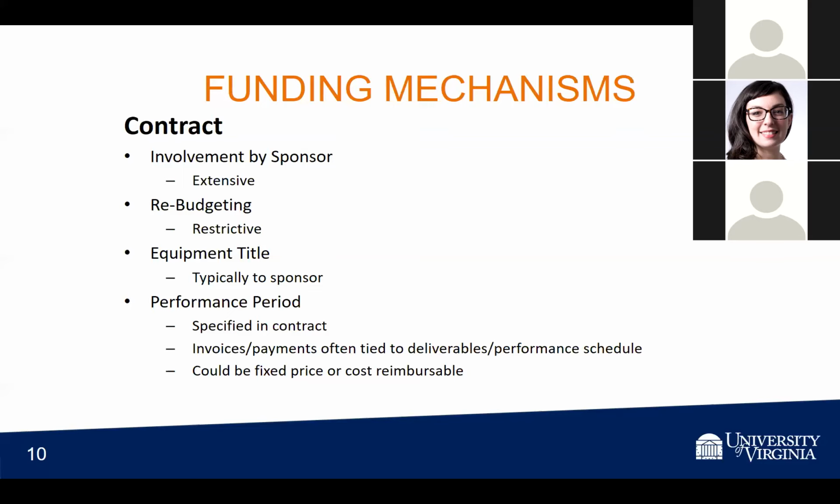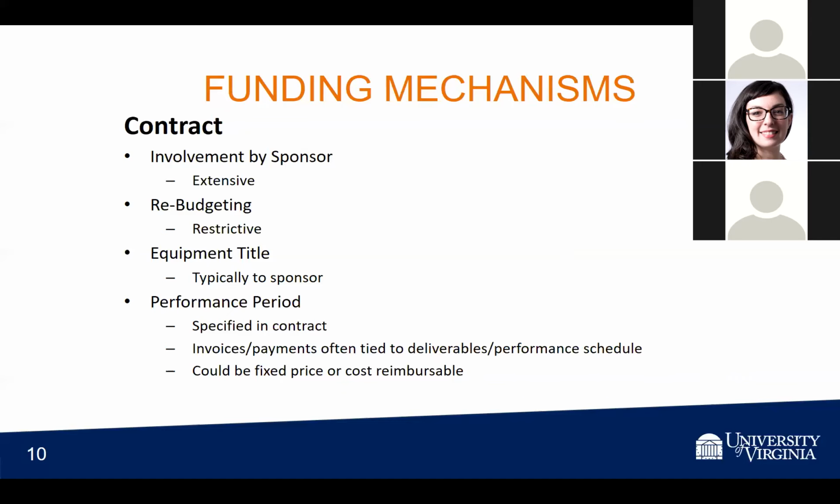Rebudgeting could be very restrictive as well because there are certain FAR clauses and certain other conditions that could be in play in a federal contract that don't have the same flexible understanding of a grant or a cooperative agreement. Equipment title typically is going to be to the government, though there are some thresholds at play depending on the FAR clauses that might be in our contract. But once again, if you think about the purpose of a federal contract, this is all about the government procuring something for themselves versus the government assisting someone else with their mission.